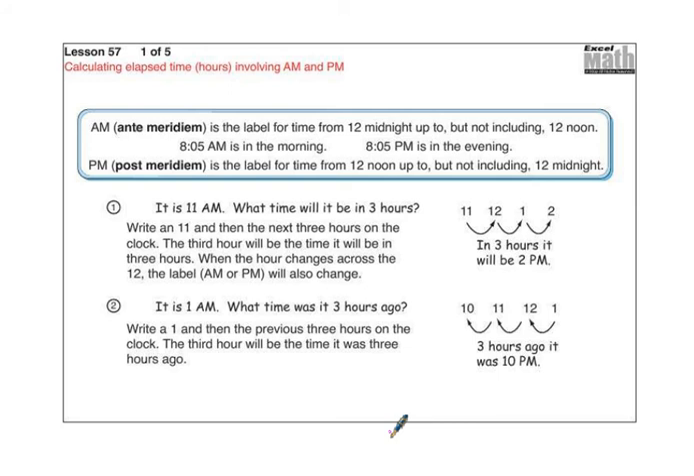Here we go with 5th grade Excel, lesson 57. We're going to be learning about calculating elapsed time, hours, involving AM and PM.